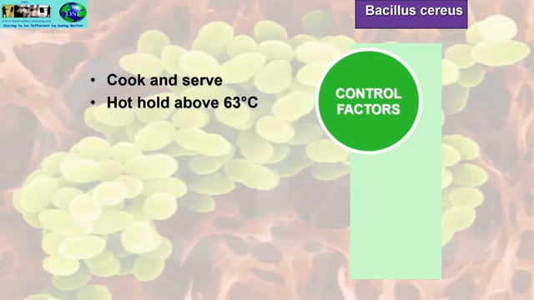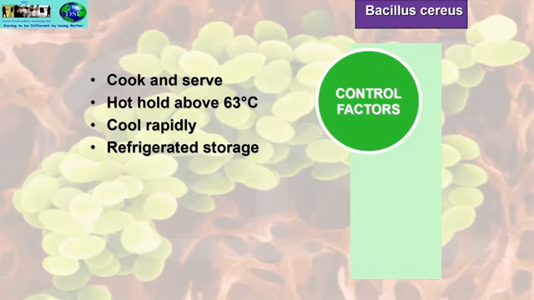Hot hold above 63 degrees C, because you'll find spores won't actually germinate unless they're in the temperature danger zone, around about 37 degrees C. So when we have got rice above 63 degrees C, there's no bacteria present, but there are spores present. Cool rapidly, so it doesn't give time for the spores to germinate. Use refrigerated storage. Again, spores won't germinate in a fridge.